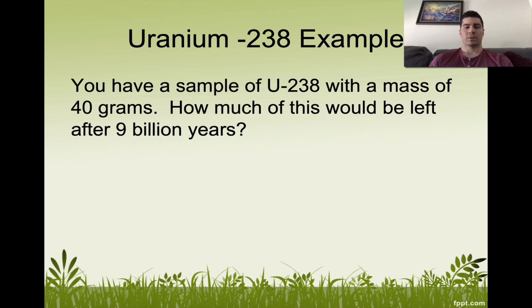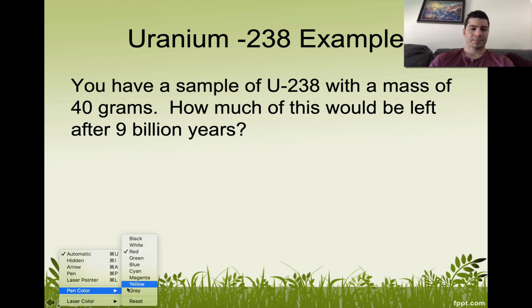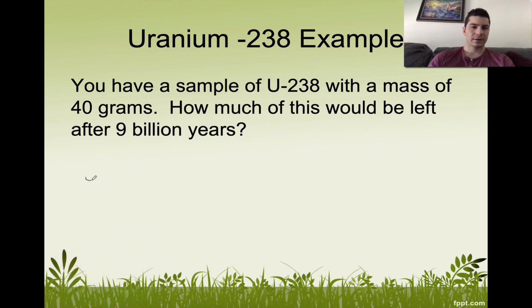Okay, so one more example, guys. Uranium-235, okay, so uranium-235 or 238. It has a half-life of 4.5 billion years. Okay, so originally we had 40 grams. Now after one half-life, which would be 4.5 billion years.